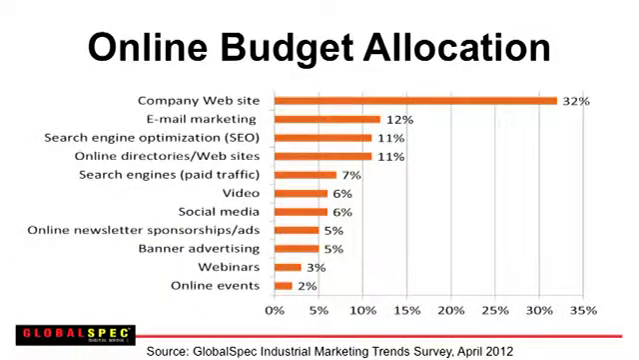And where are people spending their online marketing dollars? Well, here's the breakdown by average percentage of spend. At the top of the list is company website, which is no surprise. And rounding out the top 5 are email marketing, search engine optimization, online directories and websites, and search engine marketing for paid search.